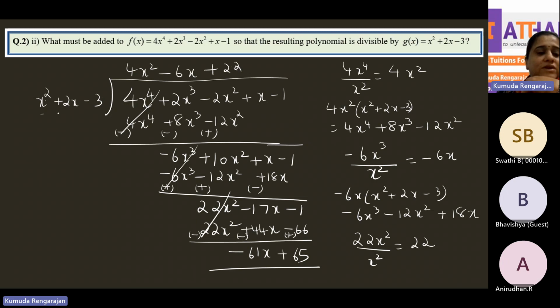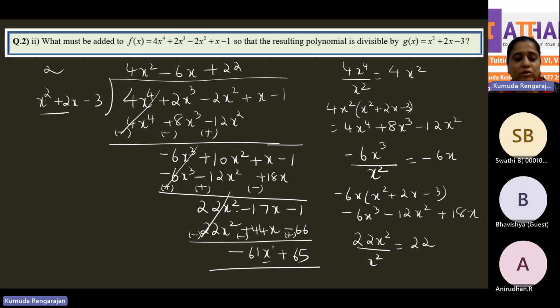What's the degree of the divisor? 2. What's the degree of the remainder? 1. If it's equal also, you should continue. If the degree of the remainder and the degree of the divisor are equal, you should continue. When the degree of the remainder goes less than the degree of the divisor, then you stop.